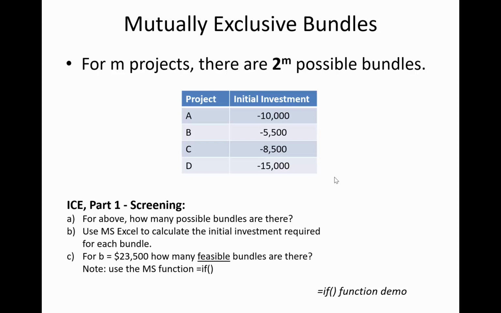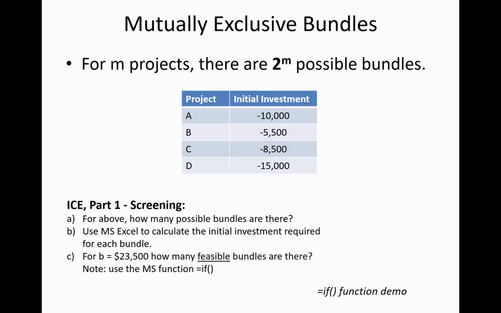Now, the number of bundles, the number of possible permutations or groups, is 2 to the m, where m is how many projects you have. Okay, so let's say in the example we're going to do today, we have project A, B, C, and D. So you can see that that is 4 projects. So m is 4. So there are 2 to the 4th possible bundles.